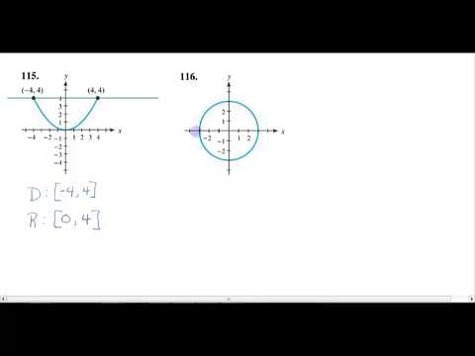Now this is not going to pass the vertical line test. You can see if we draw a vertical line through there, it's going to hit more than one spot. So this is not a function. Doesn't pass the vertical line test. If you're ever asked why a graph is not a function, you can just say it doesn't pass the vertical line test.